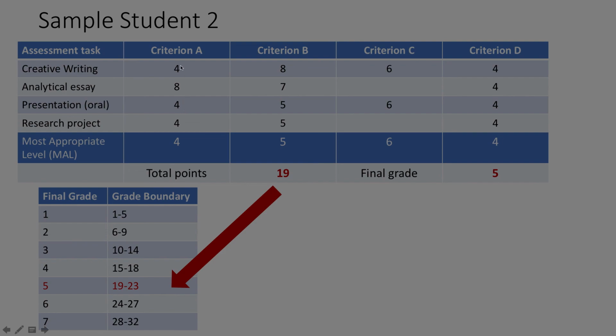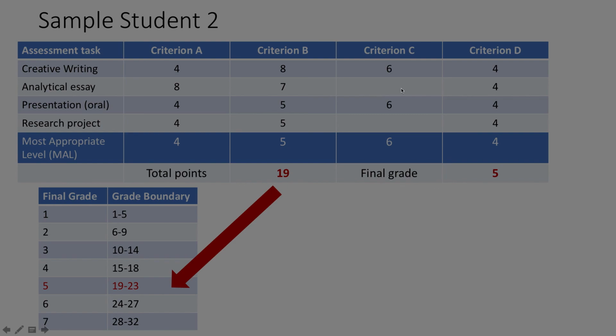So because this student 3 times achieved the level of a 4, that's the most consistent, or where they're generally working, so the most appropriate level becomes a 4. Now for criterion B, at the beginning of the year on the creative writing task, this student achieved the level of 8, which is the highest, then a 7, but then they went downhill and have achieved 2 5s. So generally speaking, it wouldn't be wrong to award a 5. Some teachers might be generous and award a 6 here, but it is the most consistent level that's important.